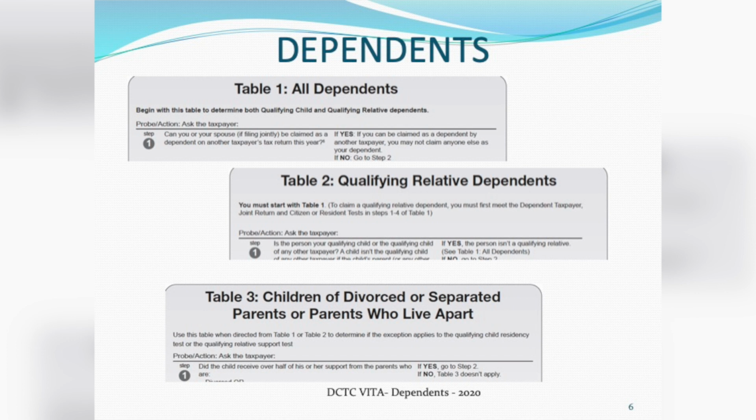For instance, Table 1, Step 5, if the answer is no, it directs us to Table 2, dependency exemption for qualifying relative. In fact, reading through Table 1 directs us to Table 2 in several other steps as well. If the answer is yes in Step 7 of Table 1, it directs us to go to Table 3, children of divorced or separated parents or parents who live apart. My whole point in this exercise is to make sure that you read the steps and follow the steps directions to get to the proper result.